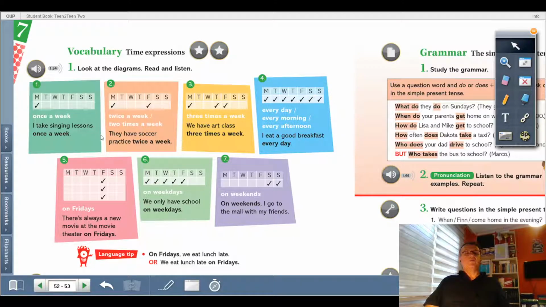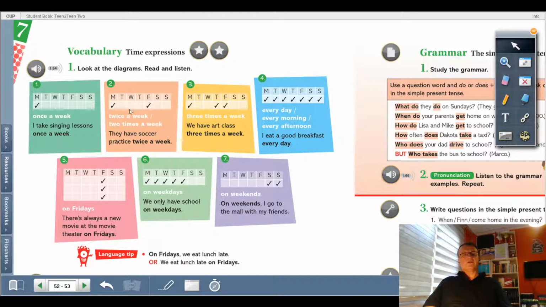So once a week, twice a week, 2 times a week. You can say 2 times a week, 3 times a week, every day, every morning. So look at the diagrams, read and listen. Okay. Monday, Tuesday, Wednesday, Thursday, Friday, Saturday, Sunday. That means once. This is the week. Just once a week. So as an example, I take singing lessons once a week, we say.